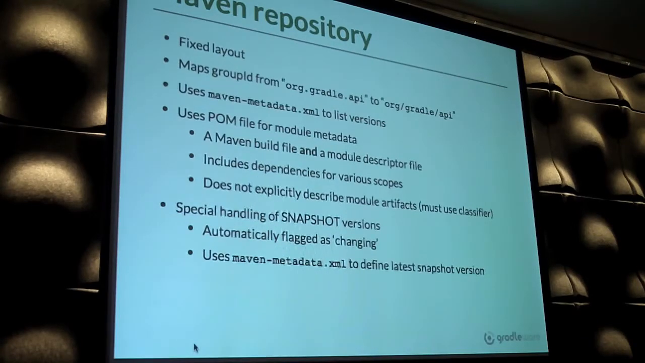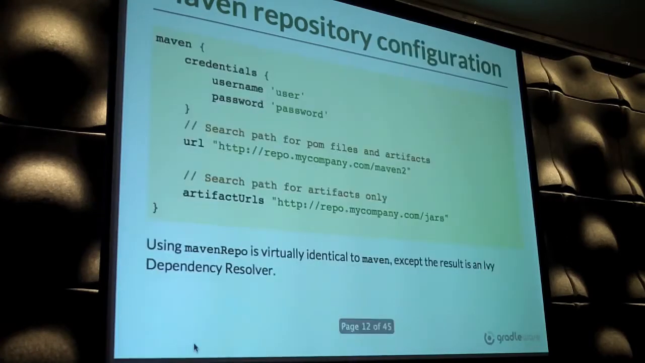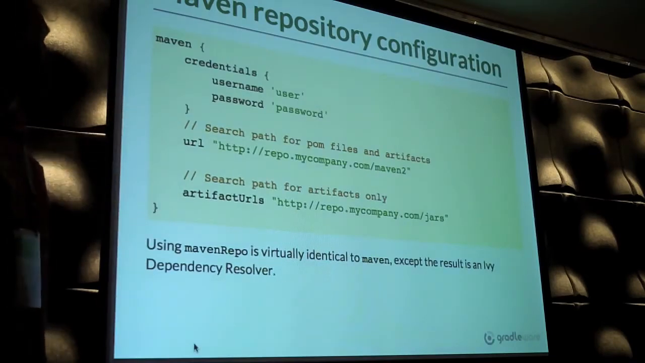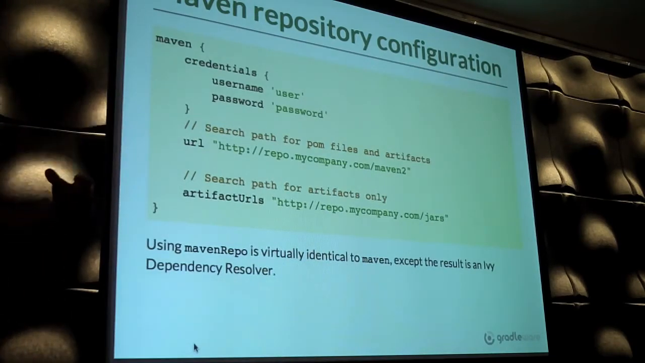And Maven repositories have special handling of snapshot versions. They're considered something that changes over time. So the same version, different artifacts over time. And quickly, that's a Maven repository configuration. Nothing too exciting there. You can define credentials for HTTP authentication. You can define the main search path for everything where all the POM files will be. And if you have some artifacts that are not in your regular repository but somewhere else, you can add that in.